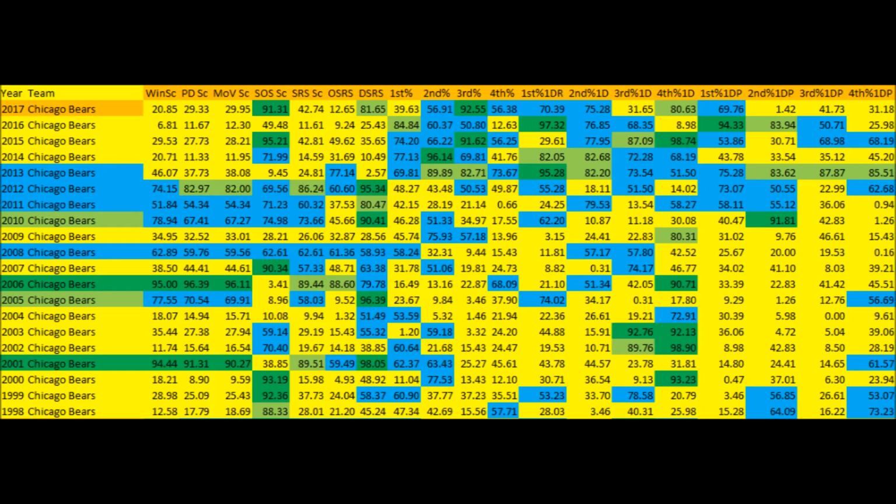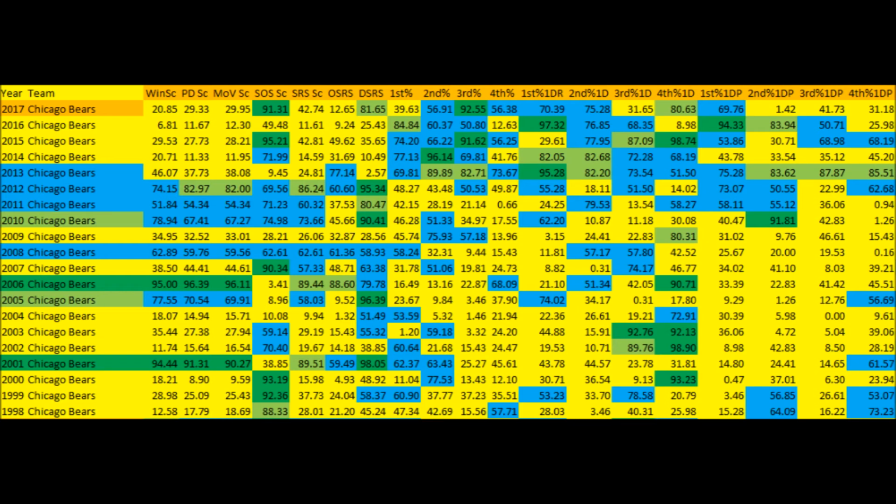But the big thing to emphasize is completion percentage. That definitely needs to improve. First down especially, second down especially. Third down was actually pretty good. So if there was a positive to say about the Bears this year, it was that their third down completion percentage was fairly decent, above average. So that's definitely a good thing to hear.